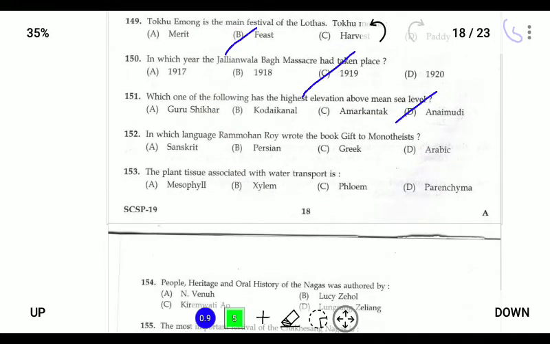In which language did Raja Ram Mohan Roy write the Gift to Monotheists? So Raja Ram Mohan Roy wrote the Gift to Monotheists in Persian language.